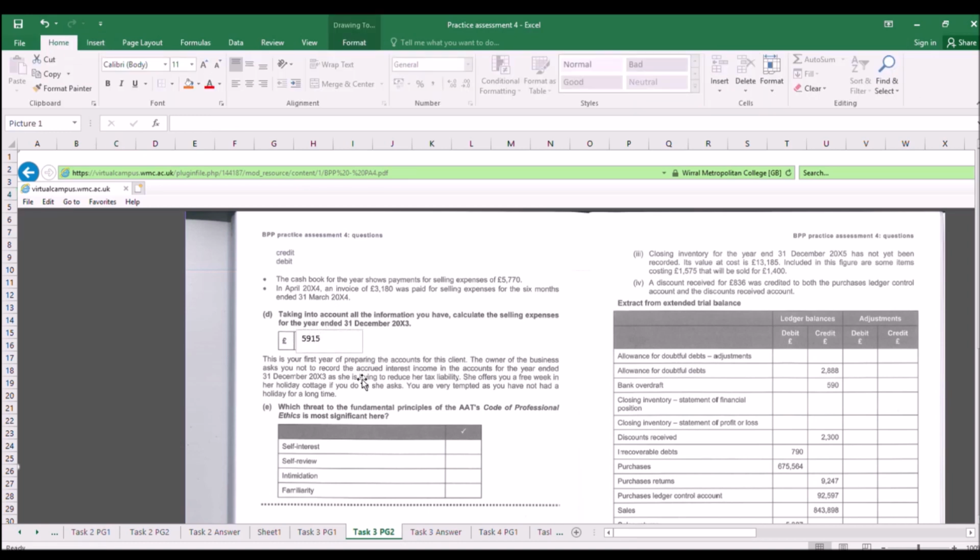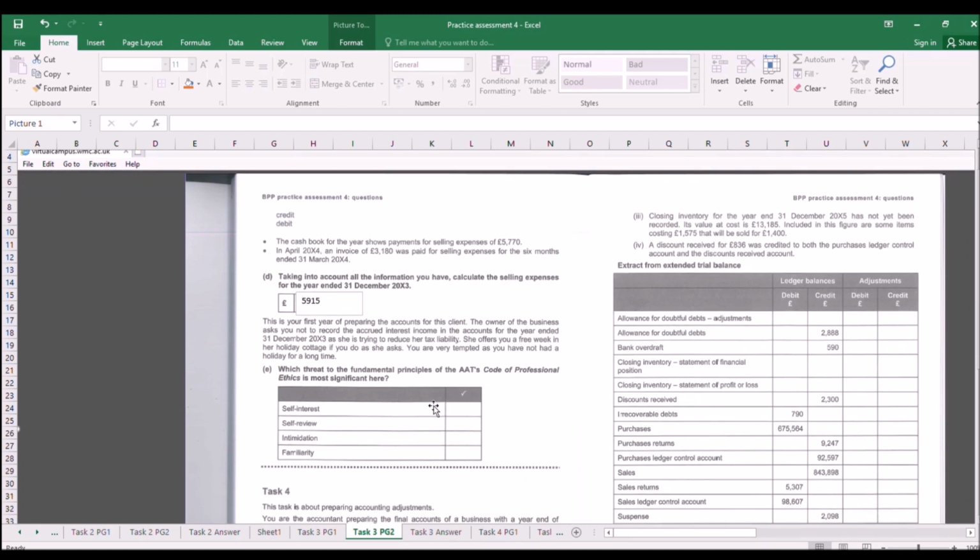5915. Okay. This is your first year of preparing accounts for this client. The owner of the business asks you not to record accrued interest income in the accounts for the year ended 31st of December 2003. She's trying to reduce her tax liability. Right, well here we have our professional ethics going on. She offers you a free week in her holiday cottage. So we've got a threat based on self-interest, have we? You're very tempted because you've not had a holiday in a long time. Oh, behave. You're not tempted at all, because that would be terrible. So it's self-interest, really, isn't it?